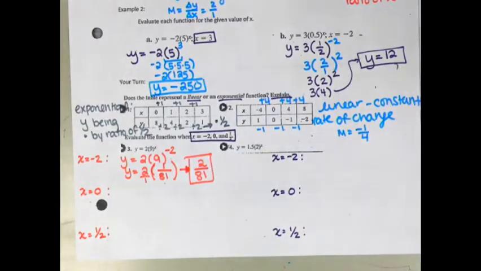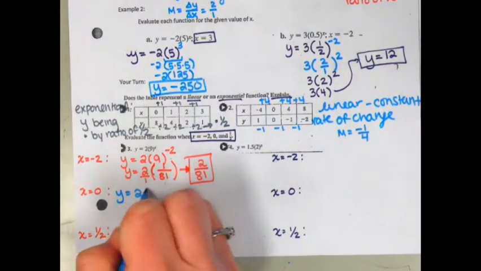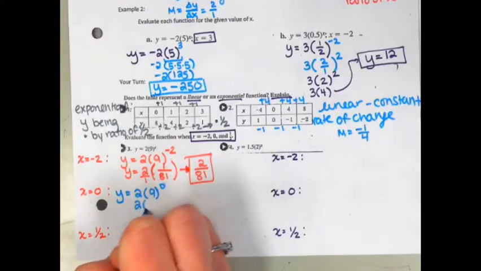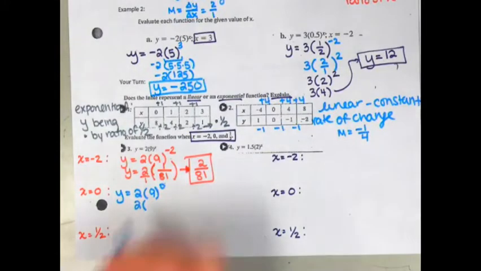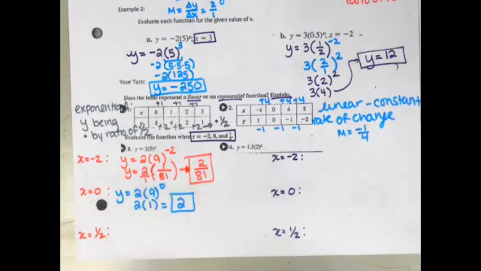Okay. All right, when x is 0, y equals 2 times 9 to the 0th power. What's anything to the 0th power? 1. And 2 times 1 is 2. Good. Great.